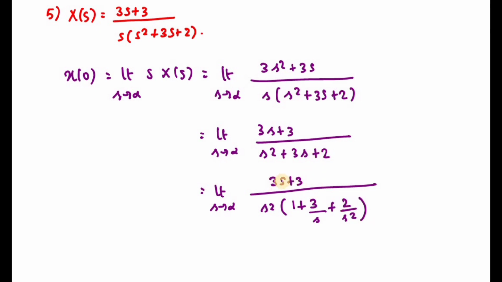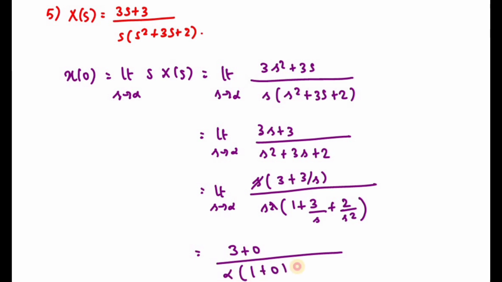So in the numerator also, if I take s common, I will get 3 plus 3 divided by s. Okay. So if I substitute infinity, this becomes 0. This will go to 0. So I will get (3 plus 0) divided by (infinity plus 1 plus 0 plus 0). So that is equal to 0. So this is the value of x of 0.